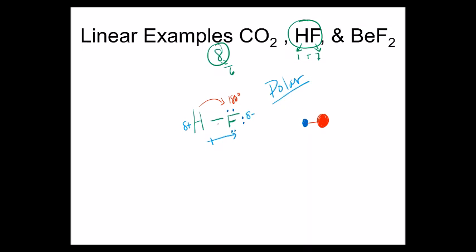Now the only other thing that we would identify here is the fact that this is a single bond, so that's going to be 1 sigma bond. 1 sigma bond between them. And that would be it for identifying HF. Simple 2-atom molecule.